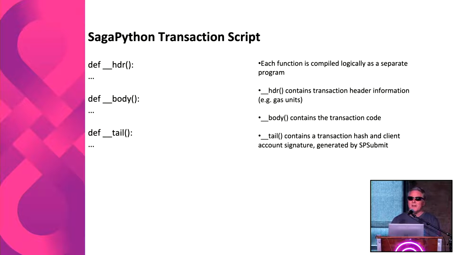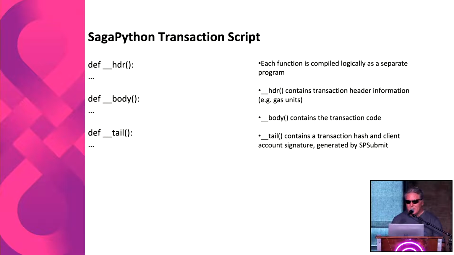So a SagaPython transaction script consists of 3 functions. One of them's a header, one of them's a body, one of them's a tail, and I'll walk through the pieces of it. I use the double underscore just because Python likes double underscores. It doesn't mean anything in particular, but again, if you're a Python developer, the objective is to make this look as much like regular Python code as possible. Although it looks like a single script, it actually isn't. Each one of these functions is compiled separately and executed separately. So you write it as a single script, and it gets run as individual pieces.